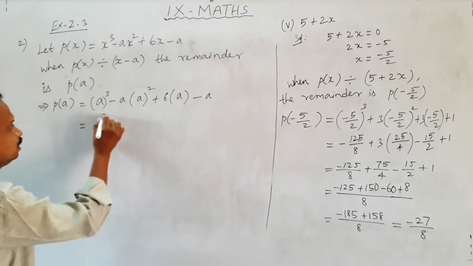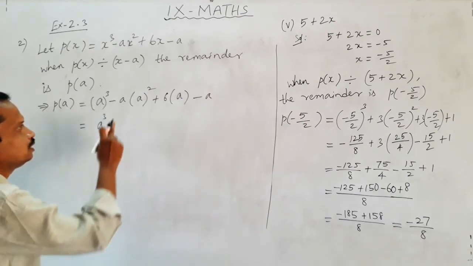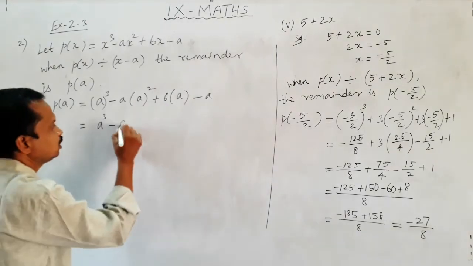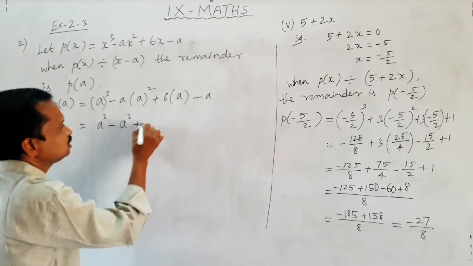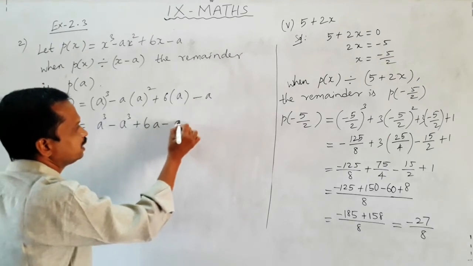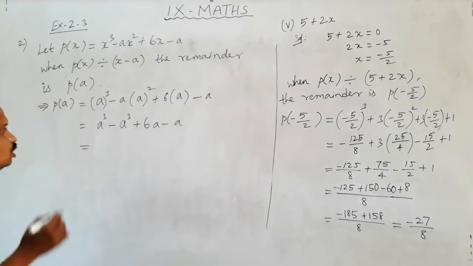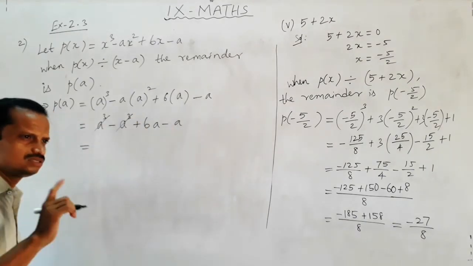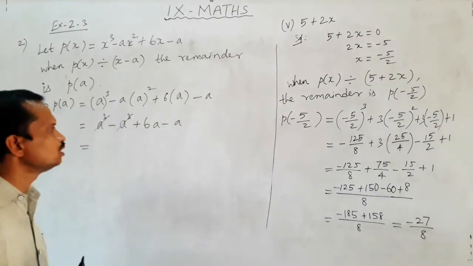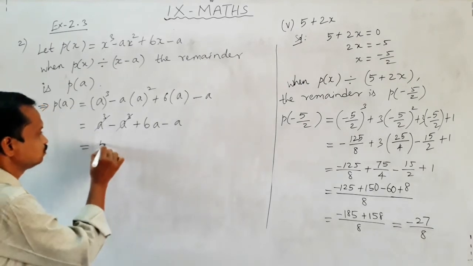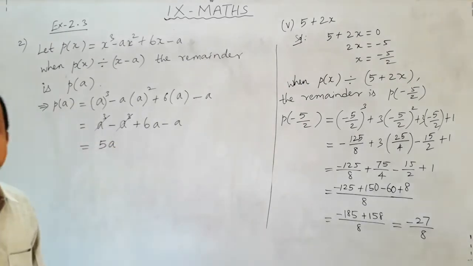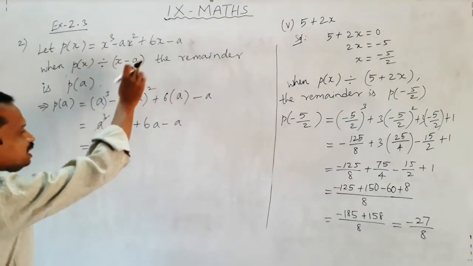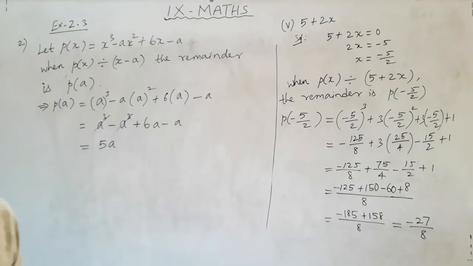You see how I am writing? A cube means a cube only, and then this is minus a into a square only we will get. So a into a square again a cube and then plus 6 into a, 6a, and then minus a. So here a cube minus a cube gets cancelled, and this is 6a minus a, that means 6a minus 1a, like that we can understand. So you get 5a. 5a is the remainder when p of x, the given polynomial, is divided by x minus a. Clear? Very simple.